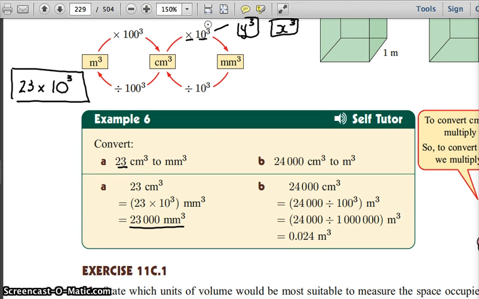It's too easy to overlook this to the power of 3, because what you're giving your calculator to do is 23 times 10 times 10 times 10, yeah? 3 times. 1, 2, 3.